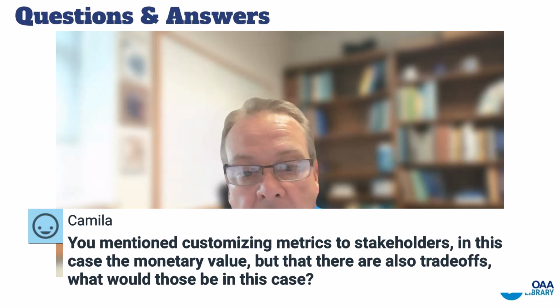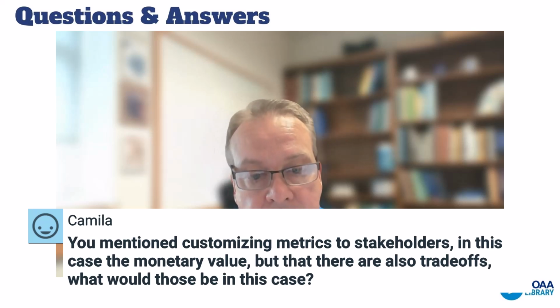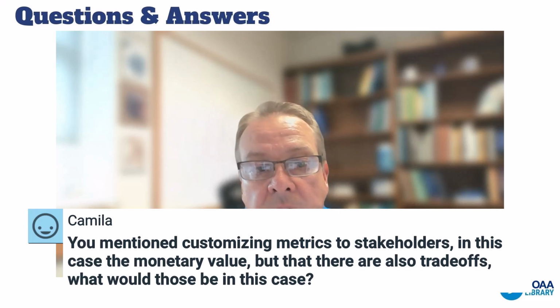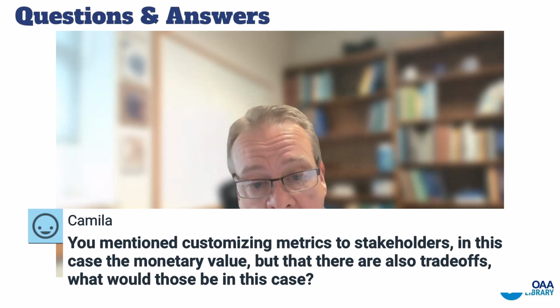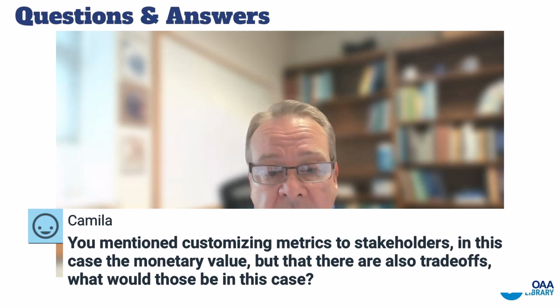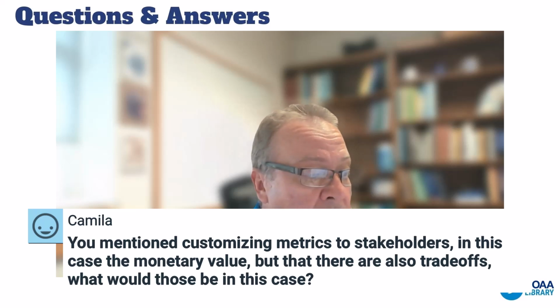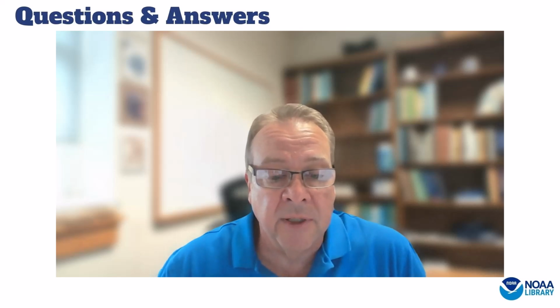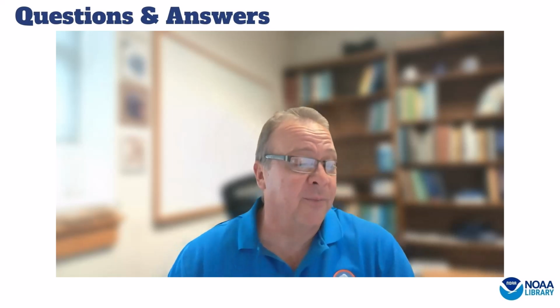So you mentioned customizing metrics to stakeholders. In this case, the monetary value, but that there are also trade-offs. What would those be in this case? So in the case of the three scenarios here, there are a lot of trade-offs. There's always trade-offs. There's never a silver bullet situation where one strategy is going to benefit everybody. So in this case, we were focused on summarizing the results for the most lucrative seafood species. We didn't look at a lot of negatives in that case. It's a great question and one I didn't come prepared to answer.